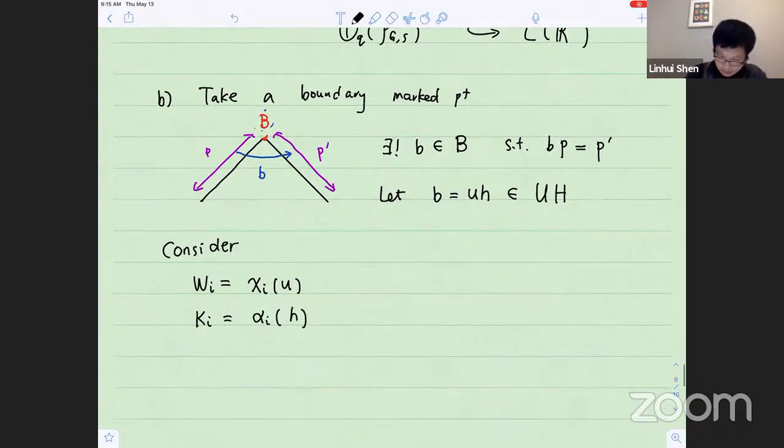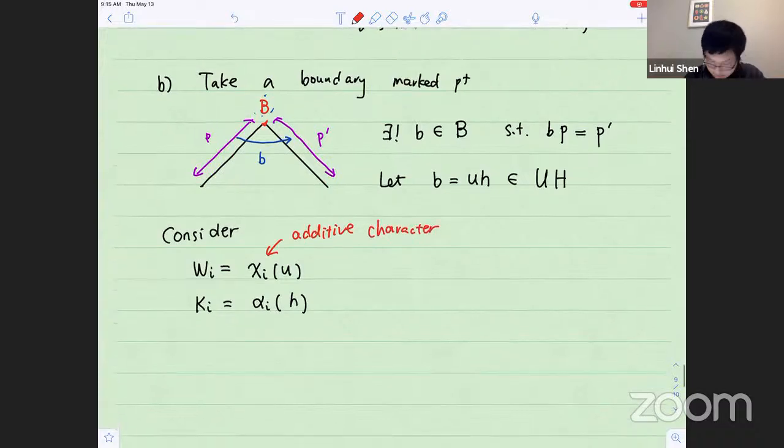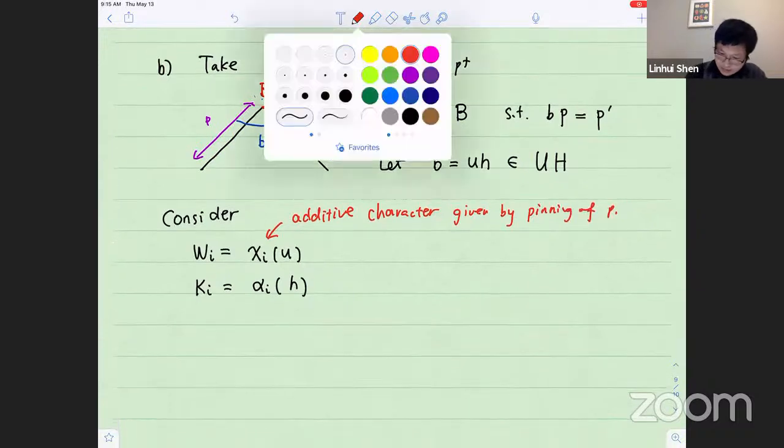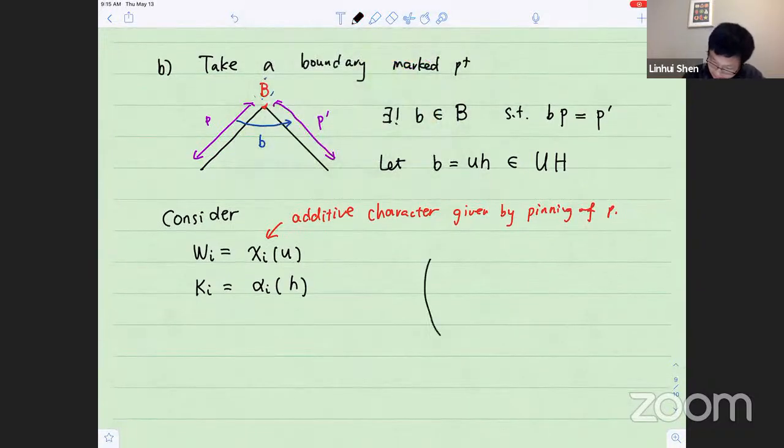So what is this? So this is an additive character given by the pinning of P in general. So roughly speaking, if we consider, say, PGI, this U is just an upper triangular matrix.